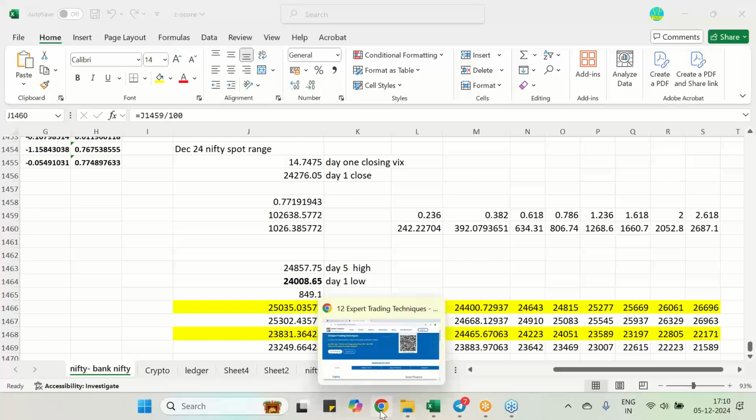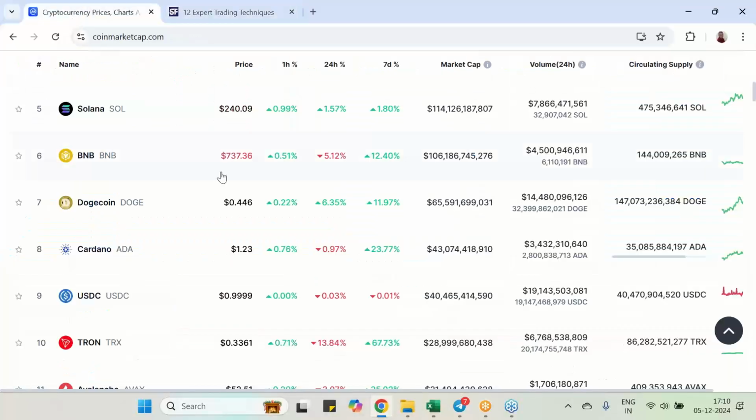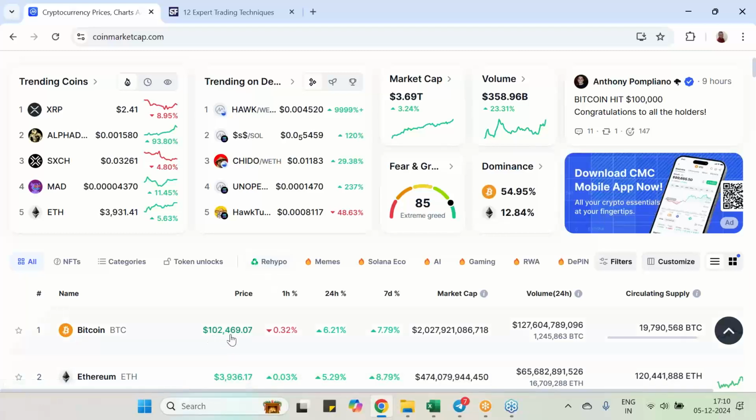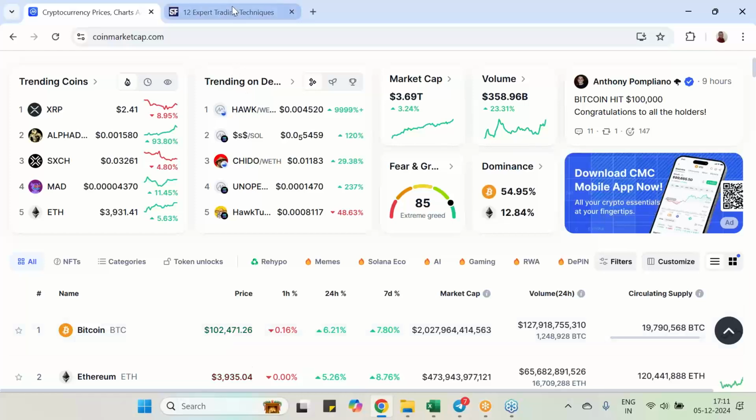Second part: nowadays you will see that the crypto market is booming. A lot of cryptocurrencies are moving forward. Bitcoin also, as we are recording this, has gone to 1,02,471 USD. So this is an asset. As a trader, you must involve yourself, but you need to know how to involve yourself.